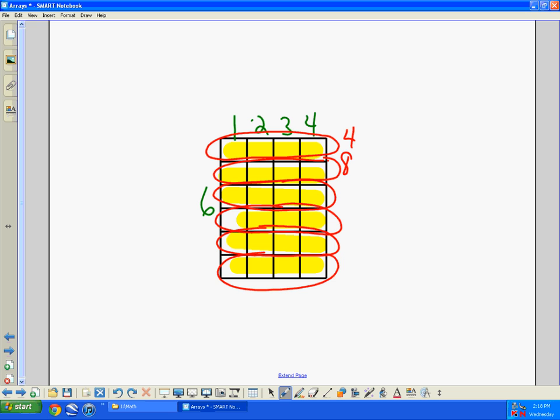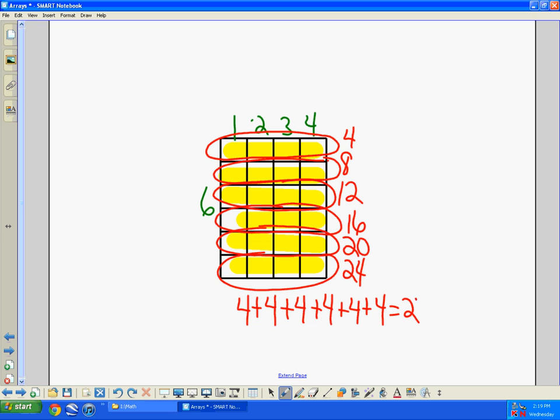Four, eight, 12, 16, 20, 24. We could say 4 plus 4 plus 4 plus 4 plus 4 plus 4 equals 24. Or we could say 4 times 6 equals 24. 4 and 6 are factors of the product 24.